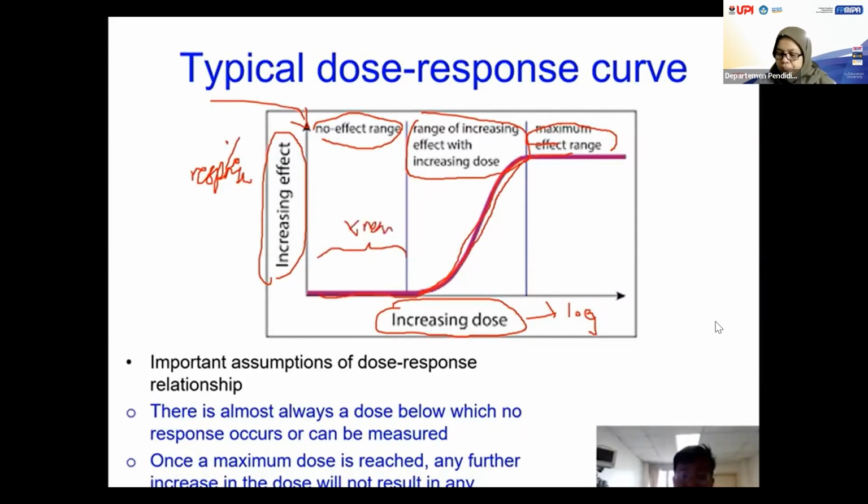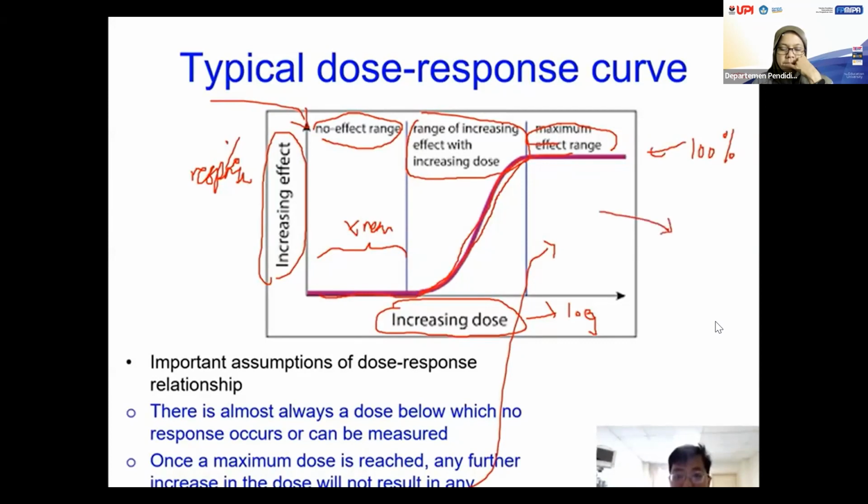On the other hand, you have another assumption, which is that once the maximum dose is reached, no further increase of dose will result in any increase in the effect. This is logical because at this point it's usually already 100%, which means 100% of the population is suffering from the effect. So this is a typical dose response curve with the assumptions. This is for all the chemicals except for the carcinogenic chemicals.